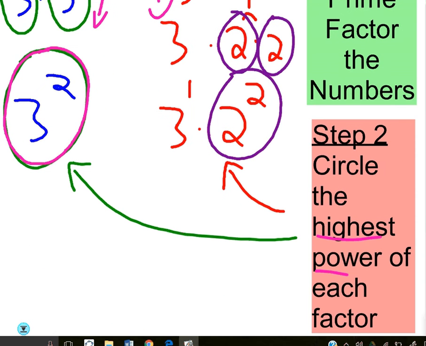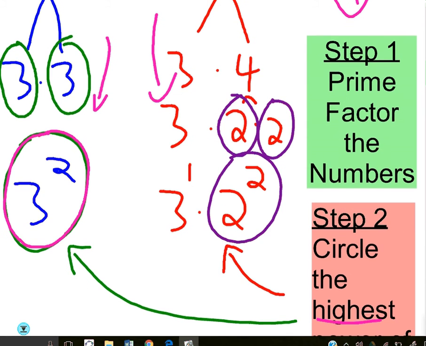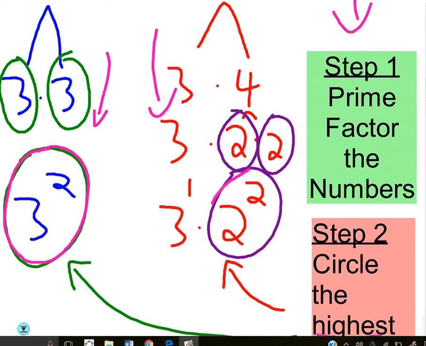Now over here, for the 12, we have 2 squared, which is obviously the highest power. This doesn't even have a 2. But say that one had 2 to the first, you wouldn't circle that one. You'd only circle the highest power of each. Okay? Any questions about that? Because I know that can be a little confusing.